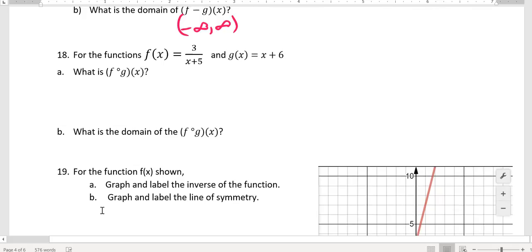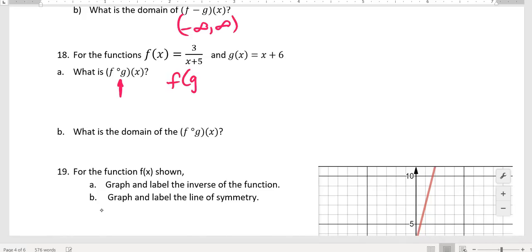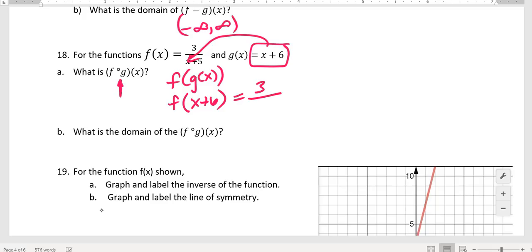Number 18. Okay, so f and g, this time it's a composite function. So in a composite function, you're going to put g into f. So this goes in place of this x. Right? So you can think of it like this if this makes more sense to you. Your input instead of x is going to be x plus 6. So it's going to be 3 over x plus 6 plus 5, which is 3 over x plus 11. That's our answer. And it says, what is the domain?